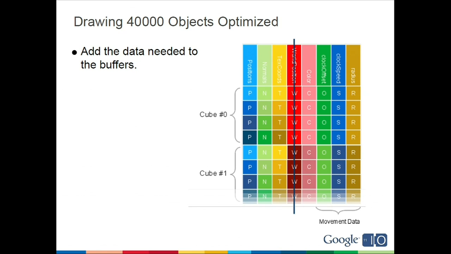So what do we have to do for that? Well, we have to add the data we need. We're going to get rid of the world position from our data because we're going to compute it now. And we're going to add our clock offset, clock speed, and clock radius to our buffers. And again, they're repeated. Those values will be repeated for each vertex for a single cube, and then for the next cube, there'll be unique values for each vertex of that cube.